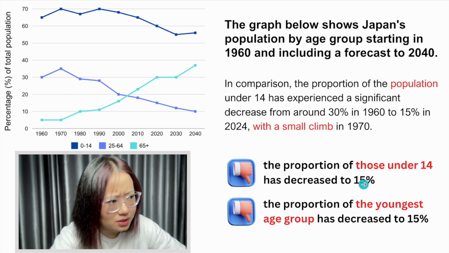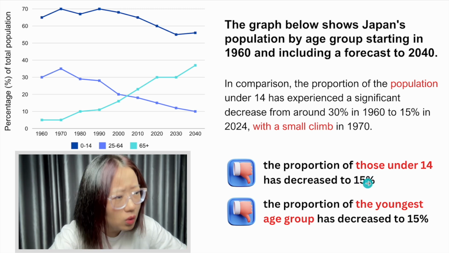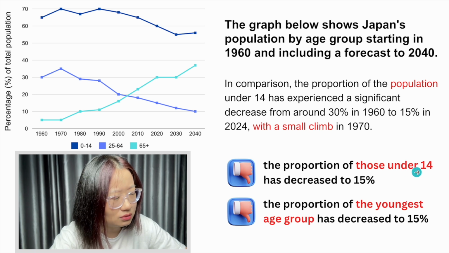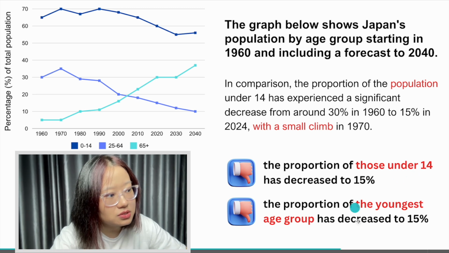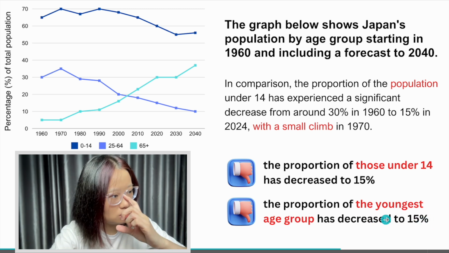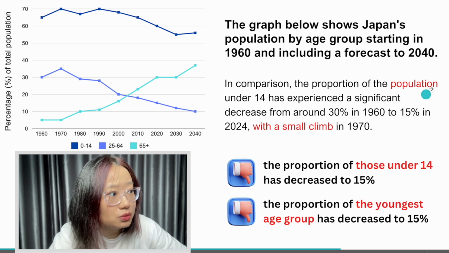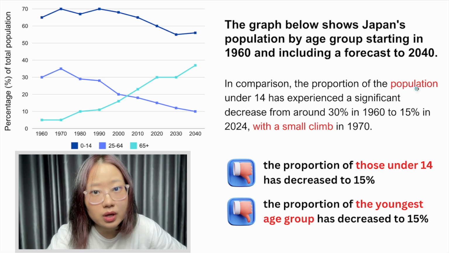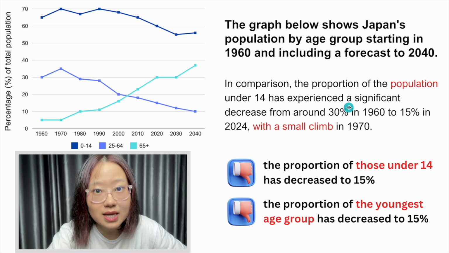However, is it clear what 15% represents? 15% of what is under 14? We don't know. This version has the same problem. We don't know 15% of what is in the youngest age group. So don't worry about repeating the word population. It's necessary, okay? The repetition makes your report accurate and precise.